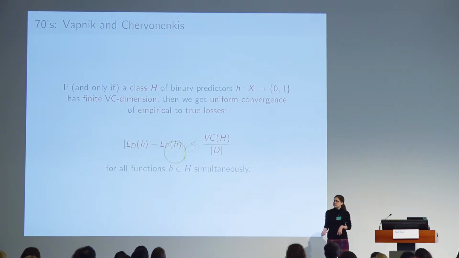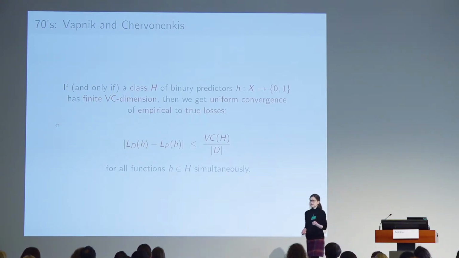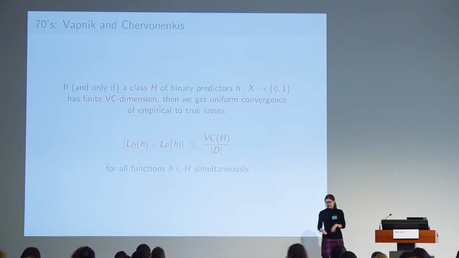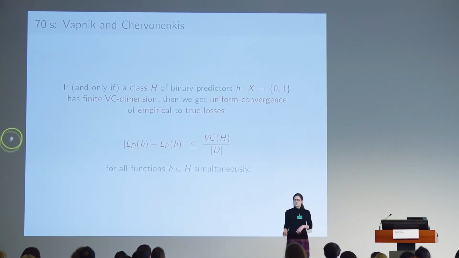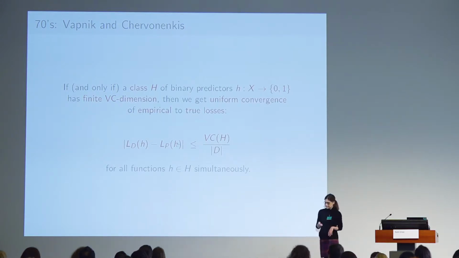as I see more and more data, I know that the true loss of every function in this class is going to be very close to the empirical loss that I can actually observe, right? So this really gives us, from a statistical point of view, very nice control over this difference of the empirical loss and the true loss, right?